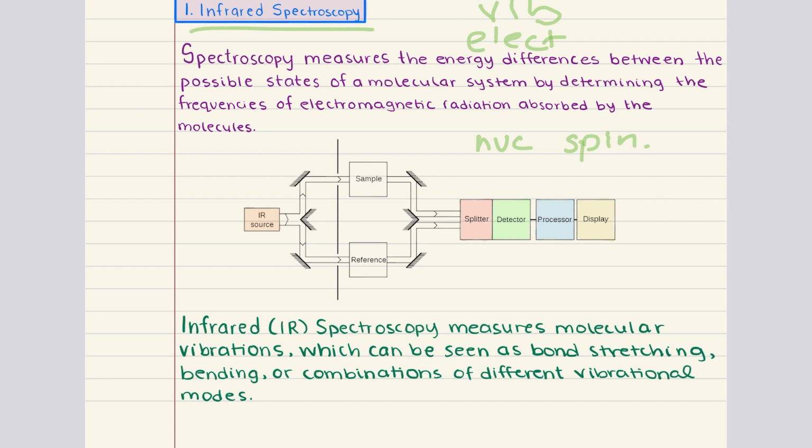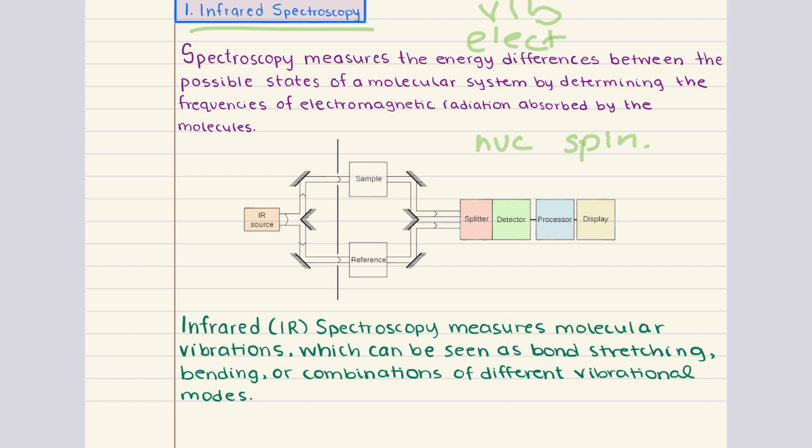Now let's turn our focus to infrared spectroscopy, or IR spectroscopy. This detects molecular vibrations, which are periodic motions of atoms within a molecule. These include bond stretching, where atoms move closer or farther apart along the bond axis. And they also include bond bending, where the angles between atoms change.